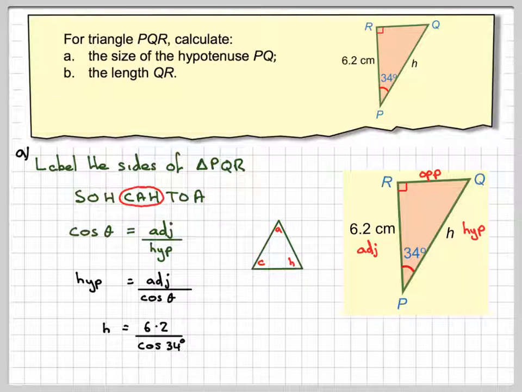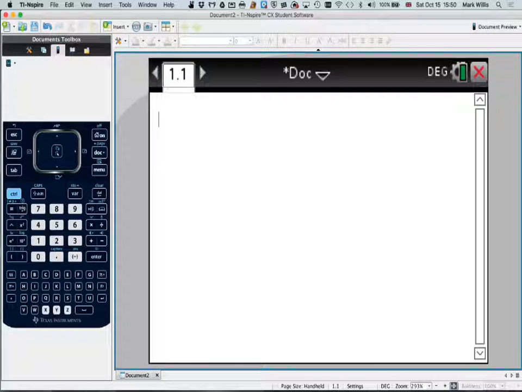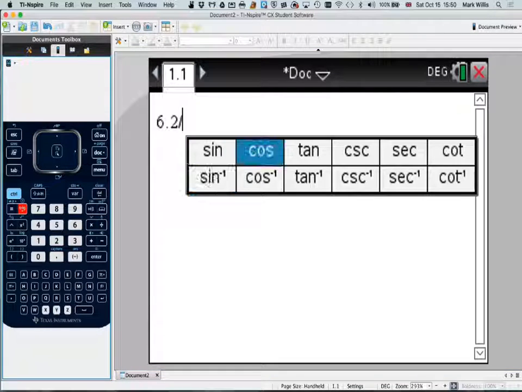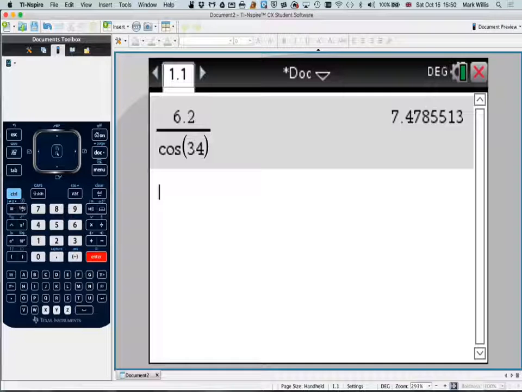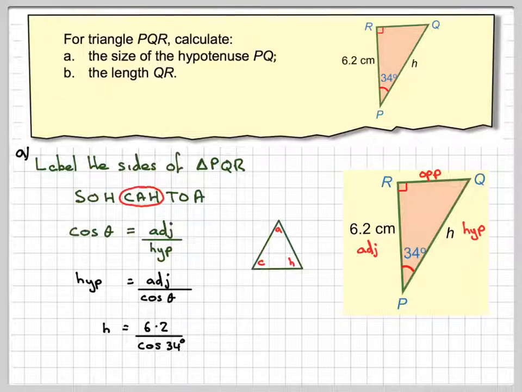Going to my calculator in the calculation mode. Again, make sure first of all you set it up so that it's in degree mode. I need to put in 6.2 divided by, and then the trig function here, find the cos, and cos of 34. And then press enter, and I'm going to get 7.47855513, which again rounded off correct to 3 significant figures is 7.48.